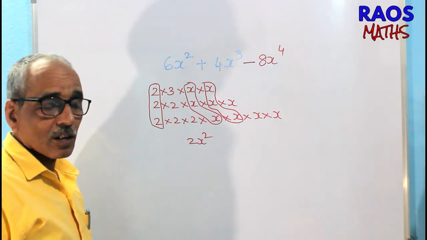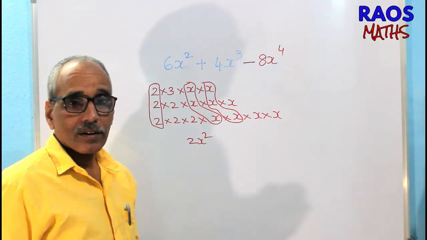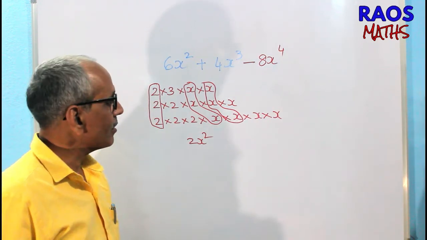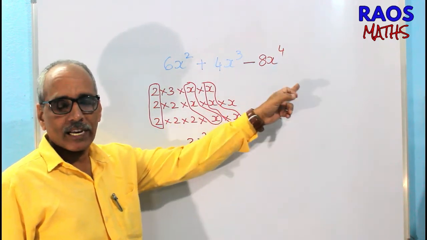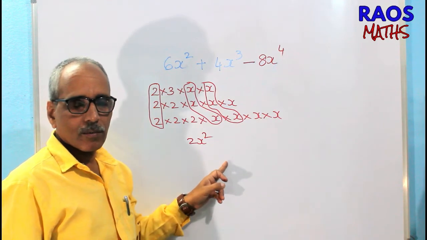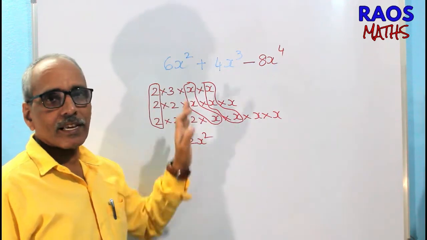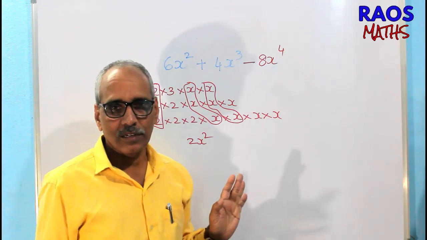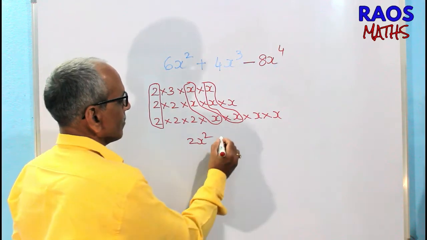So you may wonder how to find the HCF of the variables. When you observe closely, it is x square, x cube, x power 4. What is the power of the common factor of the variable? 2. So the least power of the variable is the HCF. No confusion. Numbers we already know. 2x square is the common factor.